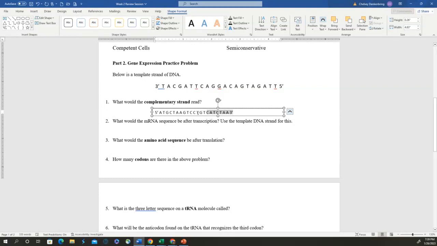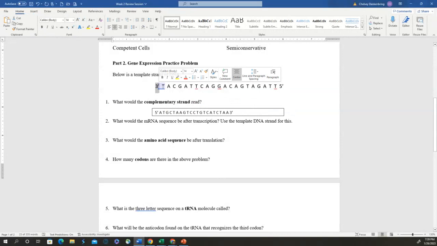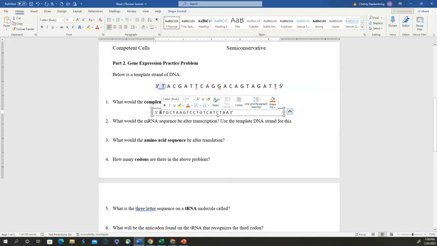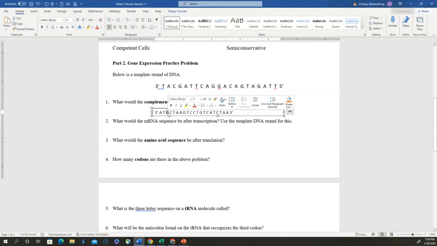Does everybody else see how I got this? The directionality is opposite of what's up here. And I just went one base at a time and wrote its partner. T always pairs with A, so therefore A always pairs with T. The third one was a C, it always pairs with G. Are we okay with this?